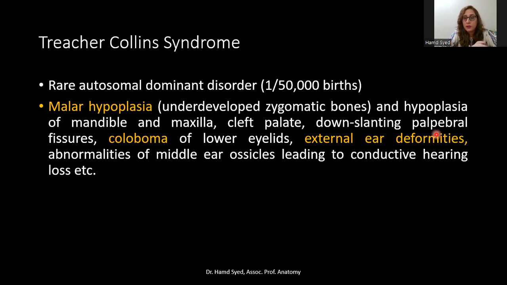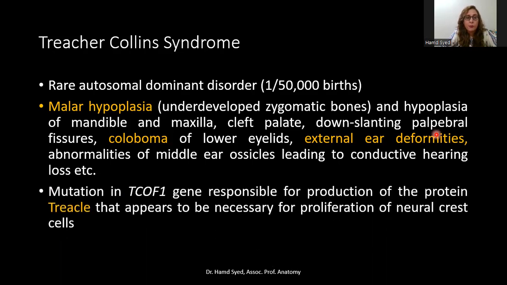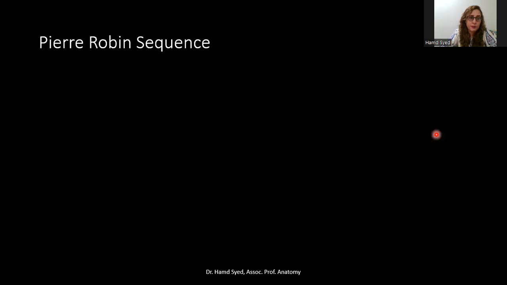Coloboma means that there is a deficiency of tissue over there. Deformities of external ear, abnormalities of the middle ear ossicles that can lead to hearing loss. The underlying cause is mutation in the TCOF1 gene, which is responsible for production of the protein treacle, which appears to be necessary for proliferation of neural crest cells.